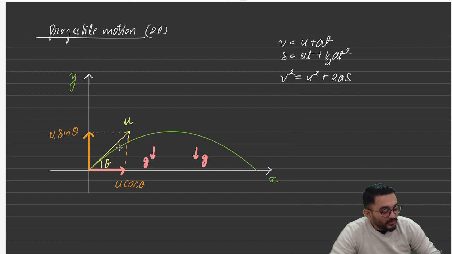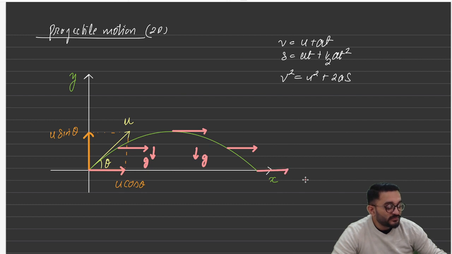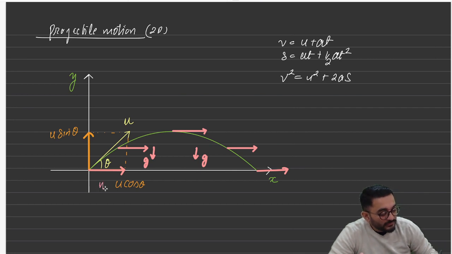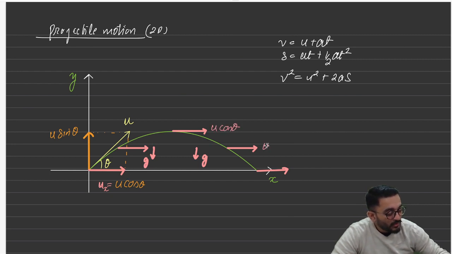So no matter where the position of the object is, your y-axis component is going to change everywhere, but your x-axis component is going to be constant throughout the journey. What I am trying to say is that the initial velocity u on the plane, its component ux, which we have written as u cos theta, will remain constant everywhere.